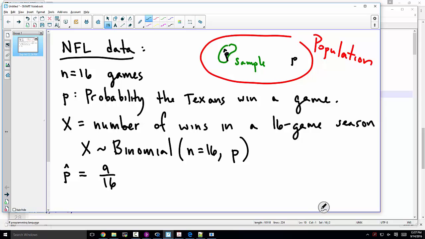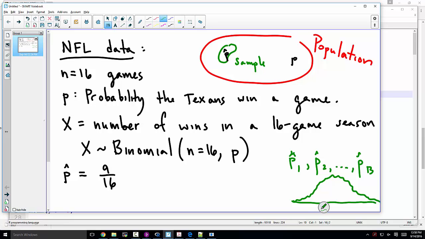In fact, imagine taking many 16-game seasons and computing p hat each time. So here's one season, p hat 1. Here's another season. A bunch of seasons. And for each season, we have an estimate. If you drew a histogram of all those estimates, you have something like this.